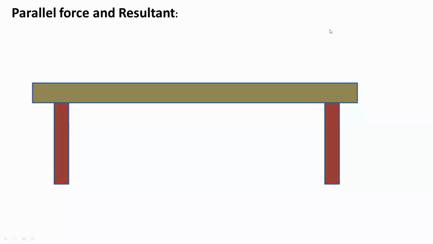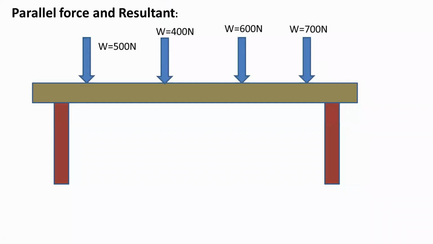Okay, let us start with the second category, parallel force system and the resultant. We have already seen the meaning of parallel force system. Parallel force system means if the line of action of all the forces is exactly parallel to each other, then the system is called a parallel force system. Here in the diagram, you can see these four forces are exactly parallel to each other, so they will form one parallel force system.